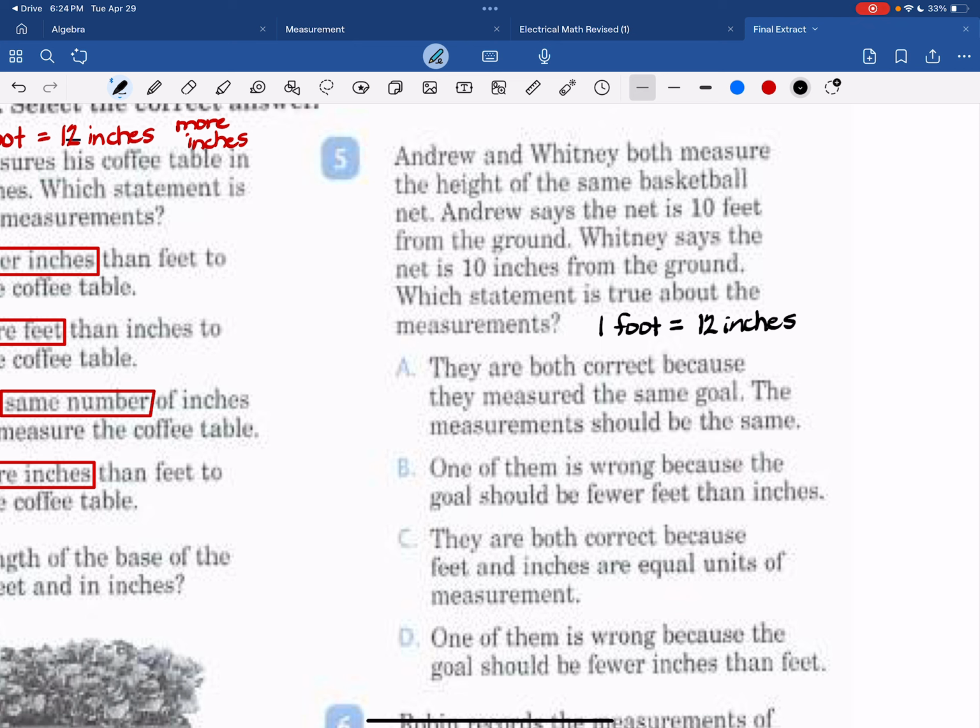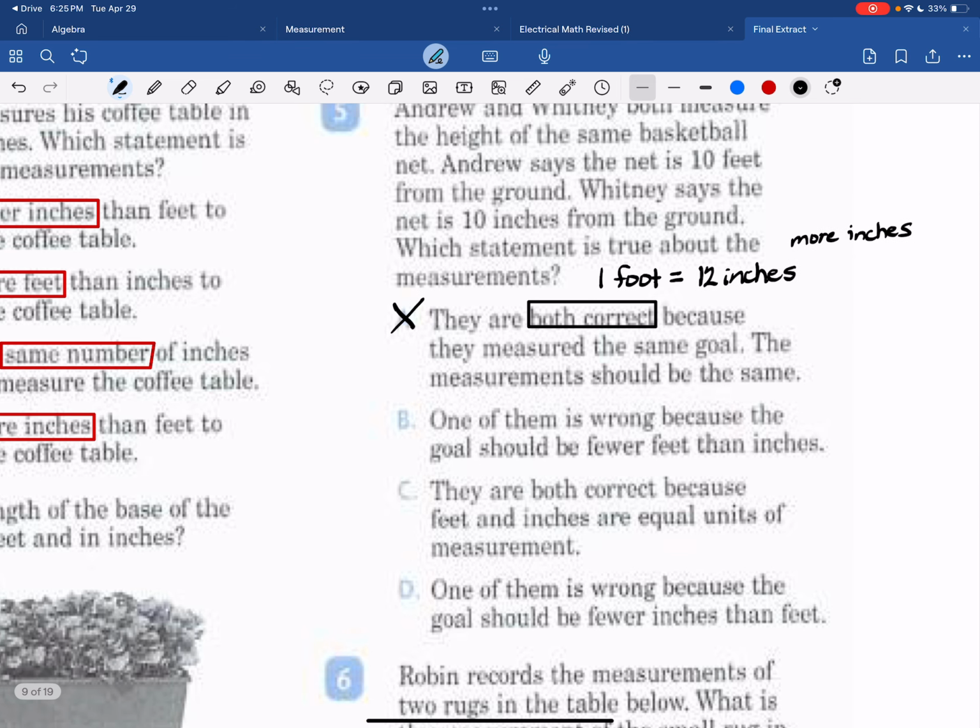They are both correct because they measured the same goal. The measurements should be the same. Well, they're not both correct because there's no way that 10 feet and 10 inches are the same. One of them is wrong. I'll go with that because the goal should be fewer feet than inches. I like that one. There would be more inches to cover that distance than there would be if you measured it in feet. So I think it's B, but let's read it all.